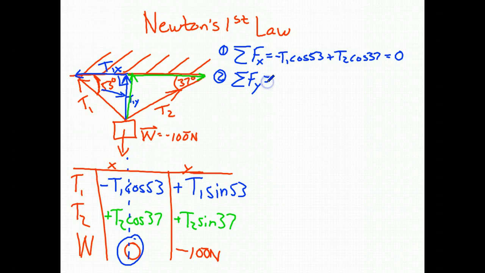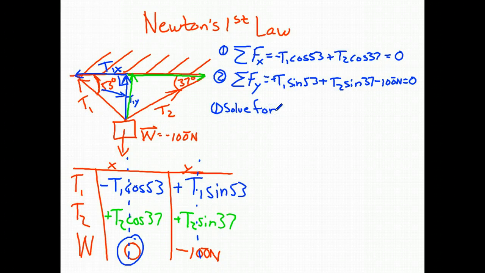And in the y direction, I have a positive T1 sine of 53 plus T2 sine of 37 minus 100 newtons equals 0. Now the first thing I'm going to do here is solve the first equation, and I'm going to solve that for T1. Well, no, let's solve it for T2.